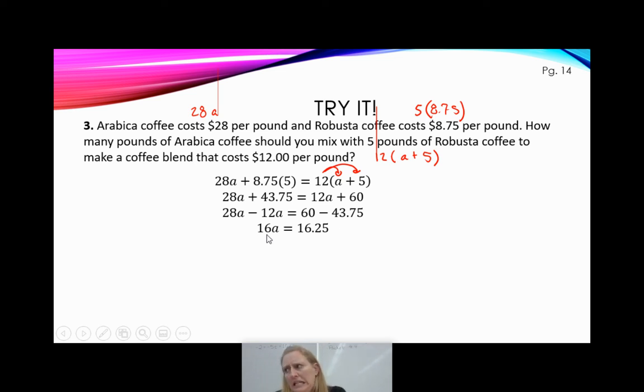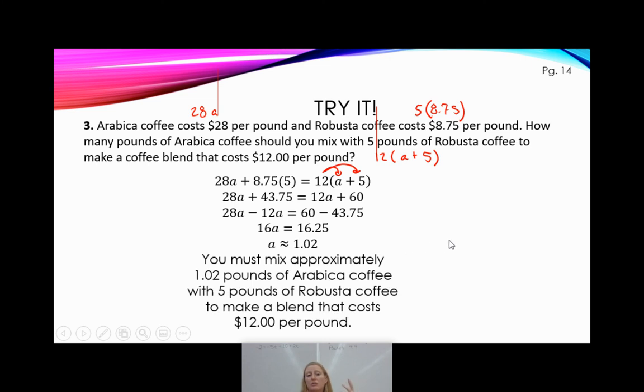When I divided, I got a long decimal, so I rounded it a little bit. So when I did 16.25 divided by 16, I got about 1.02. And again, it was a longer decimal than that, but I was just trying to round it. Let's go ahead and answer the question then. We've got our numbers here, so let's do this.